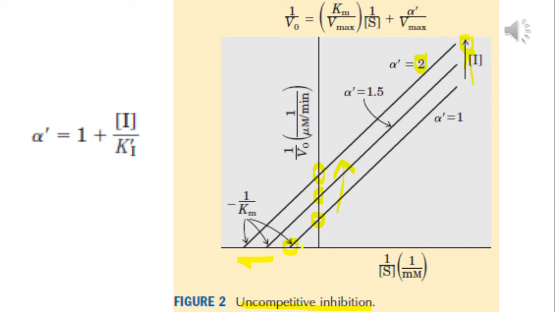And accordingly, what's the value of minus 1 by Km? You can see minus 1 by Km, that value also is changing. How is it changing? Can you identify?